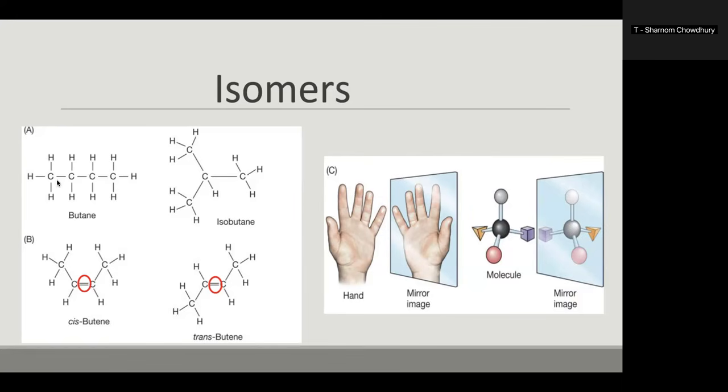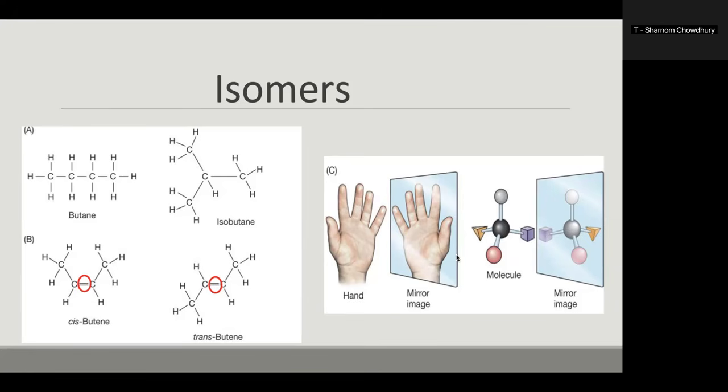As you see here, butane is just 4 carbons in a row. Isobutane is 3 carbons in a row with another carbon bonded to the second carbon. So it still has the same molecular formula. If you count here, 1, 2, 3, 4 carbons and 10 hydrogens, so it's C4H10. It'll be the same here: 4 carbons and 10 hydrogens. So it still has the same exact chemical formula, but because the atoms are arranged differently, it has completely different chemical properties.